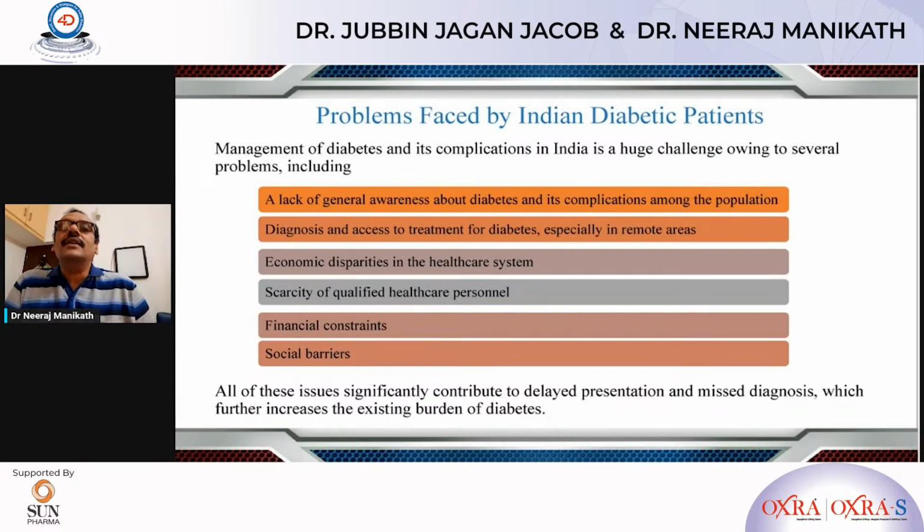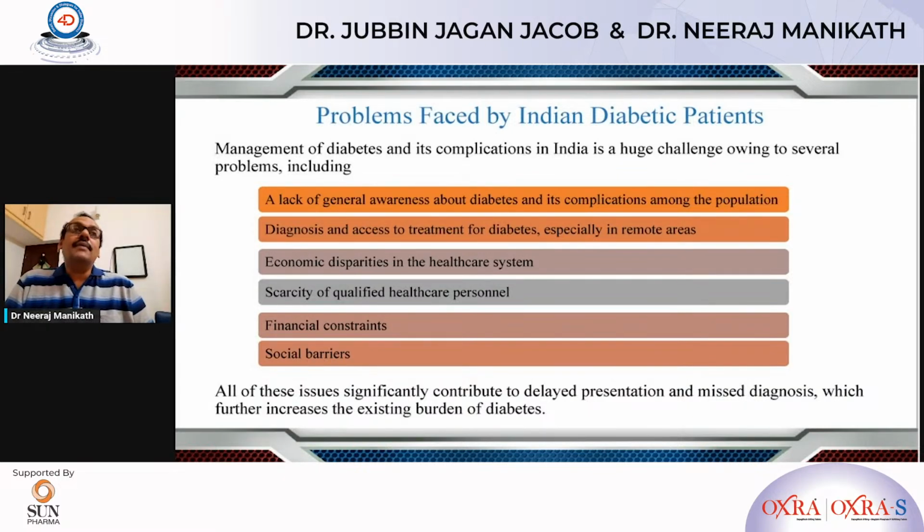So if we grossly look at the problems, there is a lack of general awareness on the diagnosis of diabetes. As Dr. Jagan has rightly pointed out, 50% of the diabetic patients are not aware that they have diabetes. And it's a much worse scenario than hypertension, where the rule of 50 was there, where 50% didn't know they had hypertension, and 50% who knew didn't have it at target. It's much worse in diabetes, I would say.